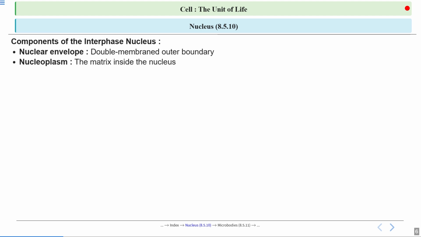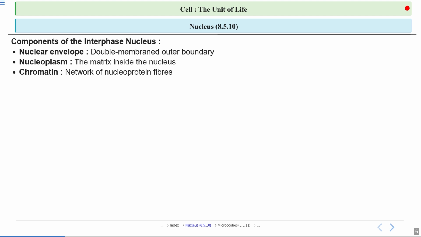So the nuclear membrane is also the double membraned outer boundary of the nucleus. Then the nucleoplasm is present within the nucleus. Nucleoplasm is basically the matrix inside the nucleus, the fluid inside the nucleus. Then the chromatin is also present within the nucleus. Chromatin is a network of nucleoprotein fibers, which means chromatin consists of the nucleic acid as well as proteins. Proteins are also associated. Which proteins? Like histone proteins.